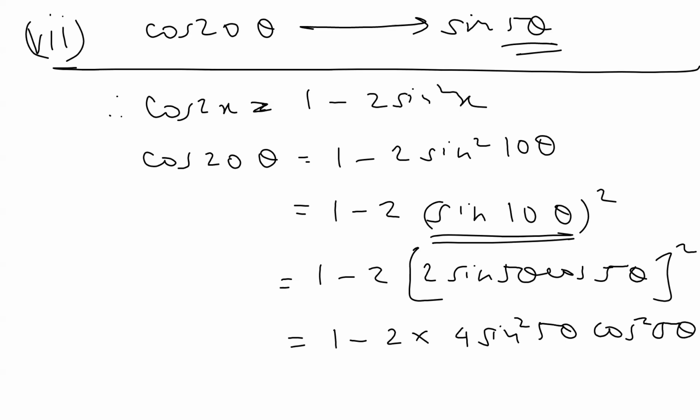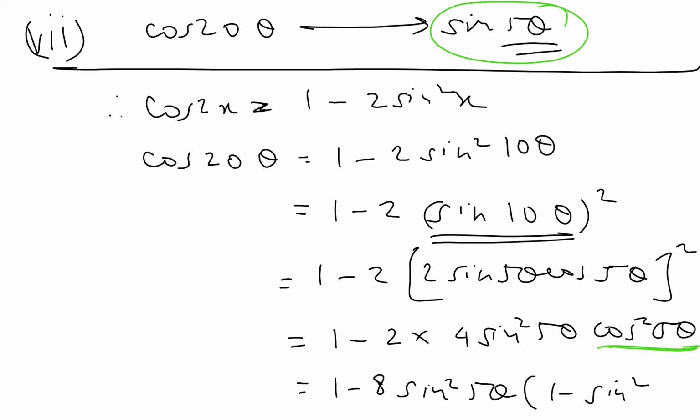Okay, but then see, as you can see, we require only sine term. So change this to sine using the fundamental identity. 1 minus 8 sine square 5 theta, okay, into this. Okay, so that is the solution.